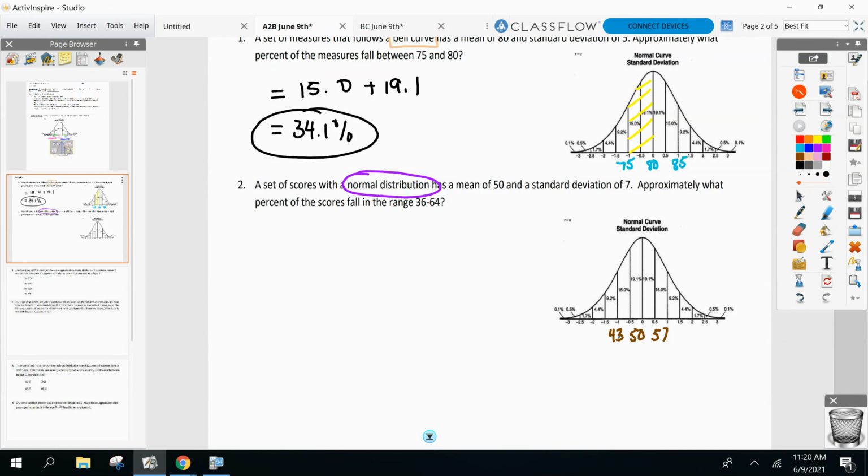Guys, right now, I only have 43 to 57. I don't have 36 to 64, so I need to keep going past 1 and past negative 1. So let's go to 2 now. Let's go all the way out to positive 2.